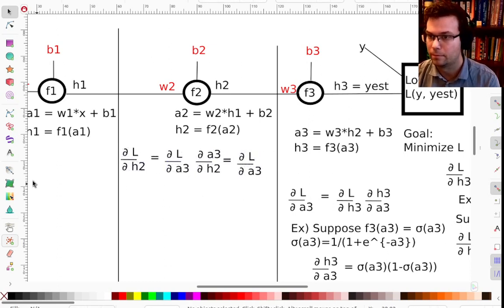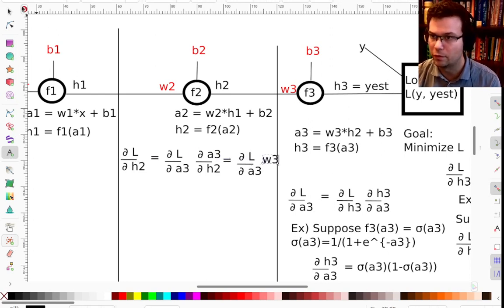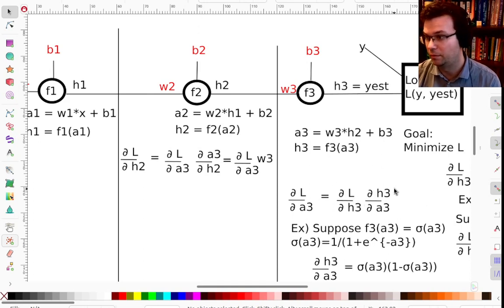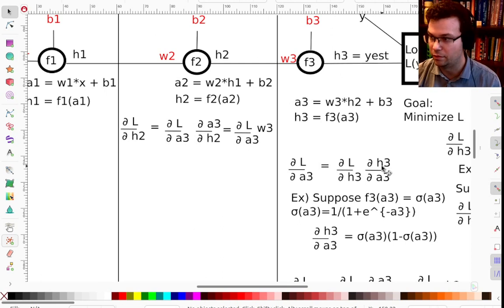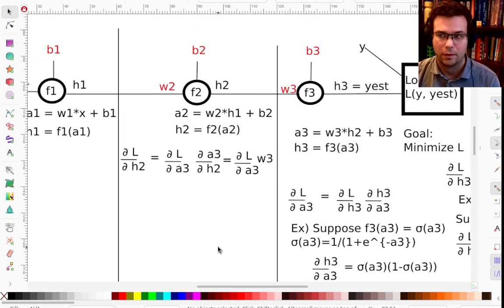All right. So now I know what the derivative of the loss function is with respect to H2. It's just the derivative of the loss function with respect to A3 times W3. And we already know the derivative of the loss function with respect to A3. I had that written down here. So just store that intermediate computation, plug it in, multiply by W3.